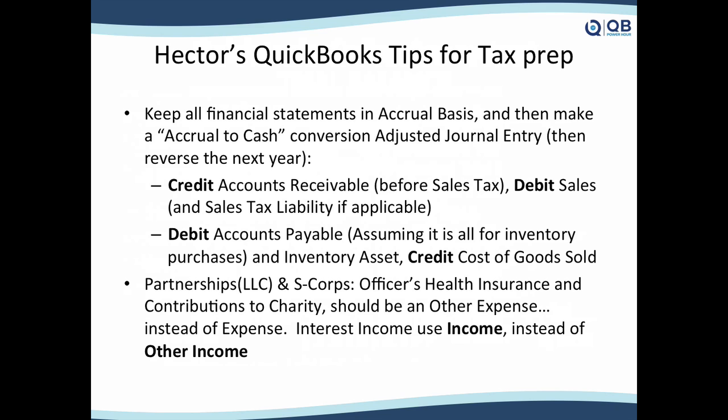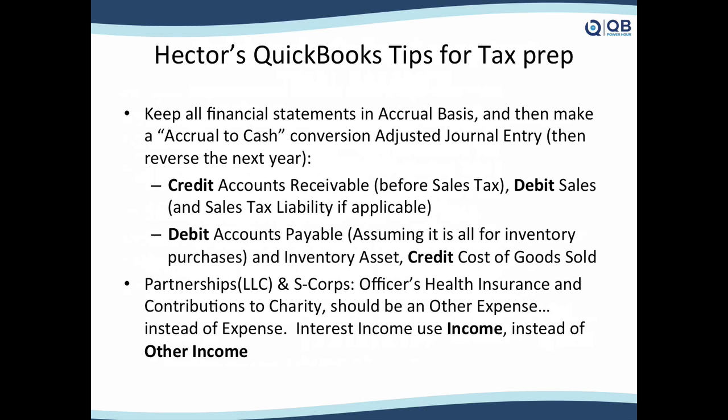Officers' health insurance and contributions to charity are not an expense on the corporate return. They're an expense on the personal return. So I typically recommend creating an other expense account under the other category called officers' health insurance or contributions to charity. That way we can train our clients that when they look at the profit and loss, they're looking at the net income above other, not under other. That way they know what's actually going to be reported on the tax return.